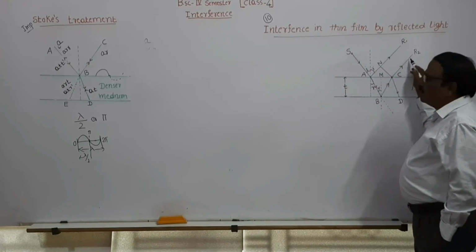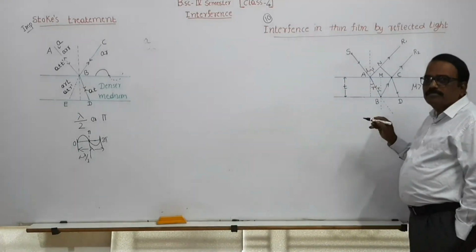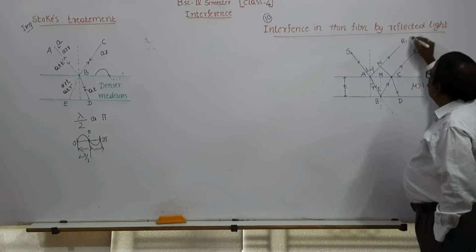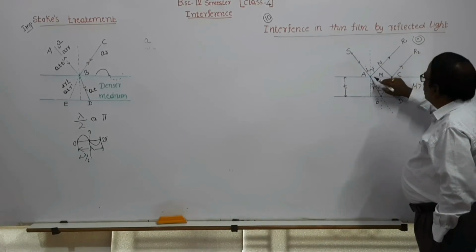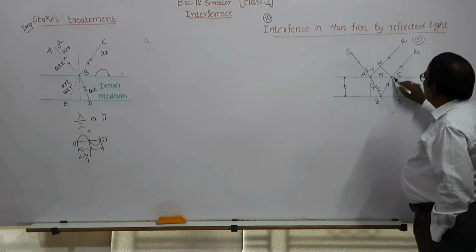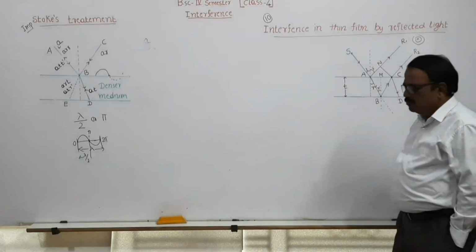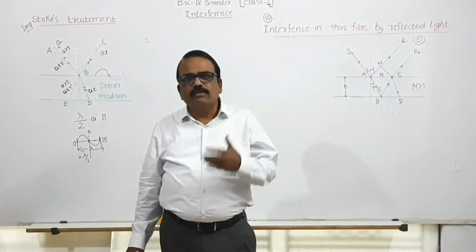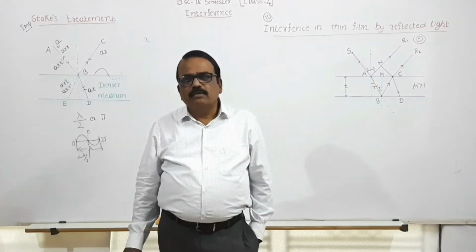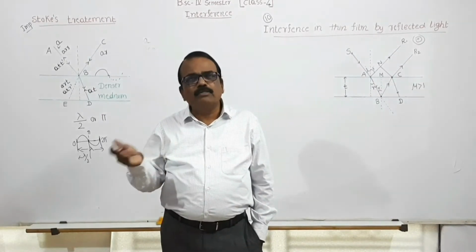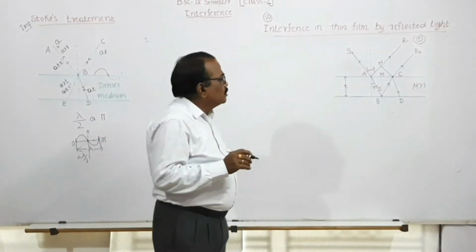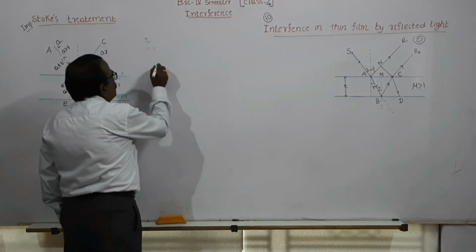Definitely these two are coherent sources. Then interference fringes are observed in the path of the emergent beams AR1, CR2. The question is whether constructive interference takes place or destructive interference takes place. You know that it depends on the path difference. Now we have to obtain an expression for the path difference P.